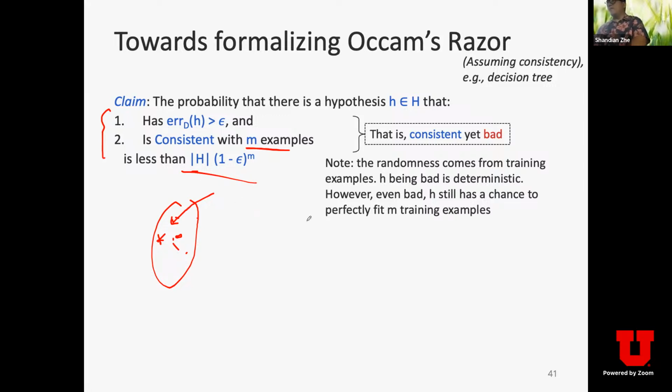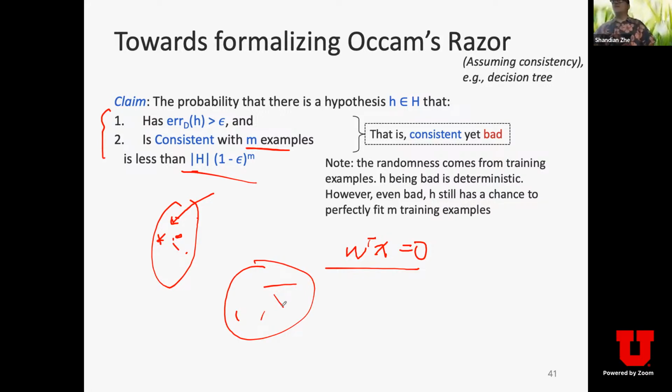No, it's a function space. Suppose your model is a linear model. Your model can be represented as W transpose X equals 0. So the hypothesis space contains all such linear functions. You're going to pick out one function which you believe is best and is close to the target function.